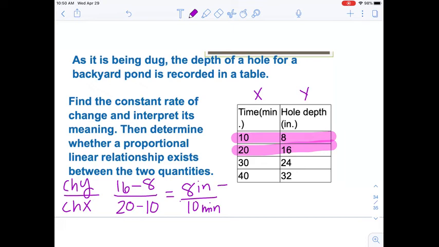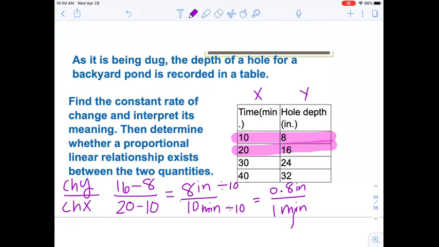We need to get this to a unit rate, which means the bottom needs to be 1. So I'm going to divide both of these by 10. And I'm left with every minute we dig. So I'm going to take 8 divided by 10, and I get 0.8 inches. So every minute, another 0.8 inches is dug.